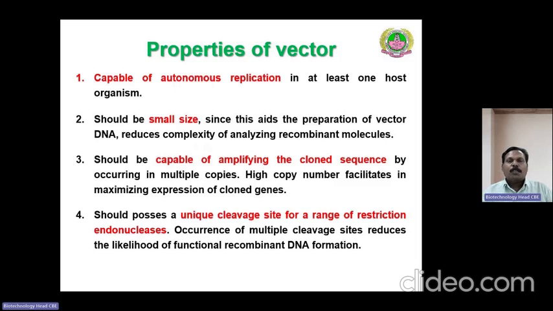The vector also should possess a unique cleavage site, or a polylinker or multiple cloning site, for an array of restriction enzymes. That gives any user a choice of an appropriate enzyme to cut open the vector that can be used for cloning purposes. But we have to ensure that the occurrence of multiple cleavage sites will reduce the likelihood of functional recombinant DNA formation.